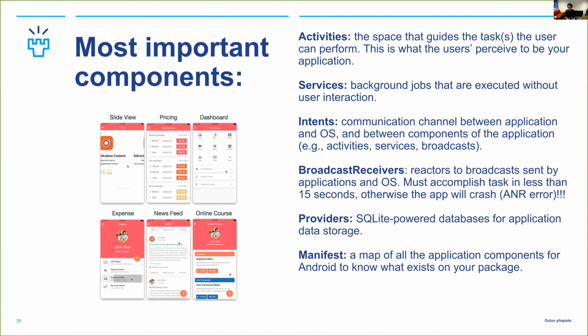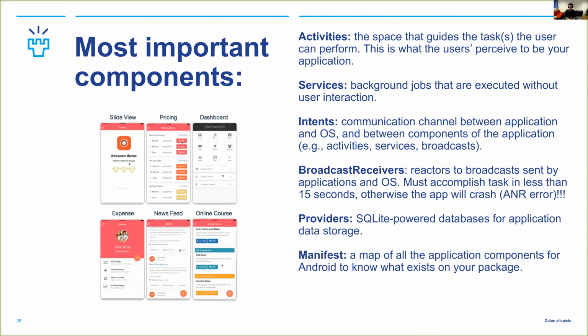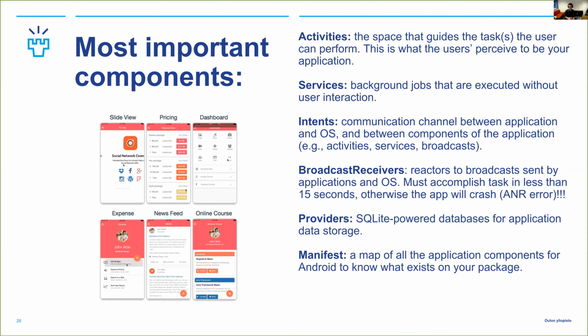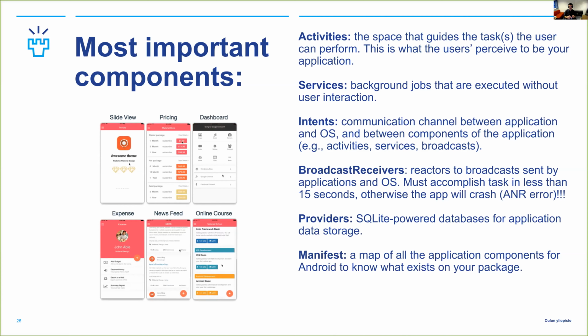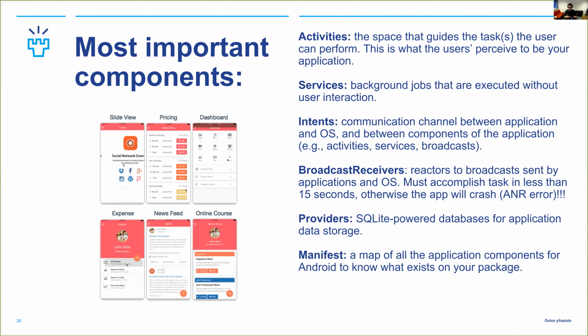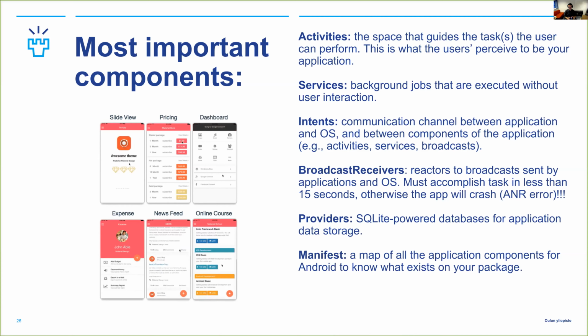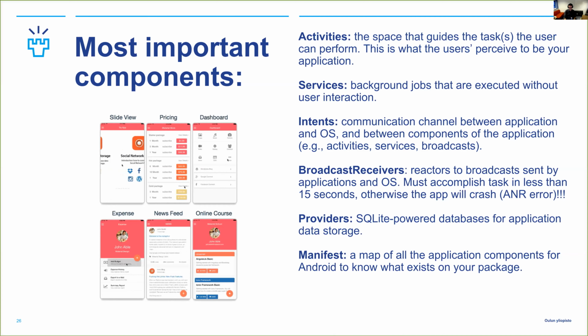And lastly, but not least, the manifest is where you have a map of all your application's components so that Android itself knows what your app is made of. You have your activities, your services, your broadcast receivers, your providers, your intents. All of those go into the manifest. If they're not there, Android does not know what your app supports.